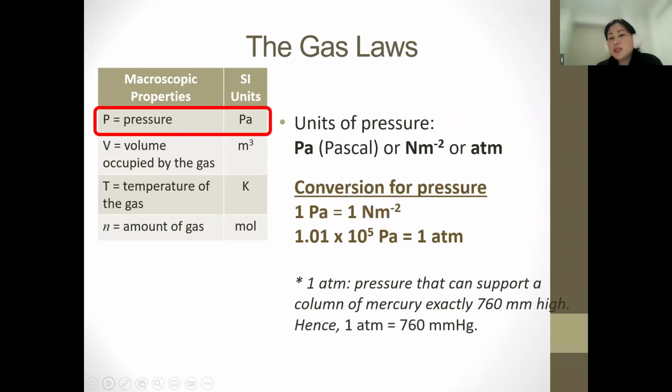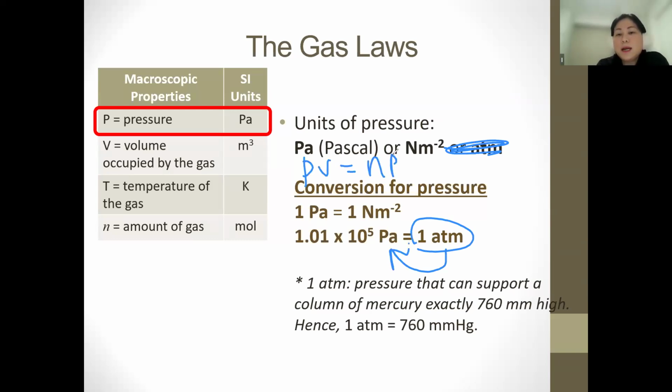Okay, so the unit for pressure is Pascal or Newton per meter square. So it is not really atm. Can you please take note, it's not atm, it's Pascal or Newton per meter square. And 1 Pascal is 1 Newton per meter square. But you can see that 1 atmosphere, 1 atm, is 1.01 times 10 to the power 5 Pascal. So if our question is given in atm, we will have to convert it into Pascal first before we can sub into PV equals nRT.